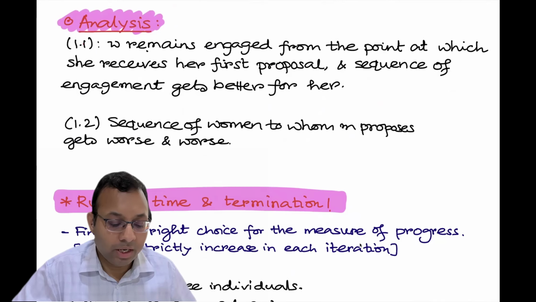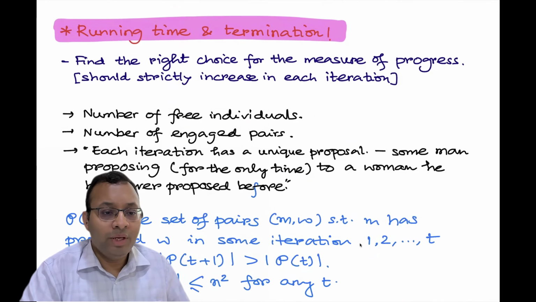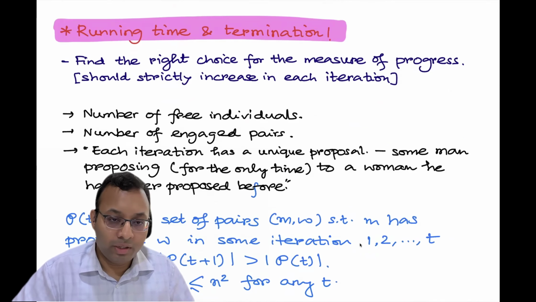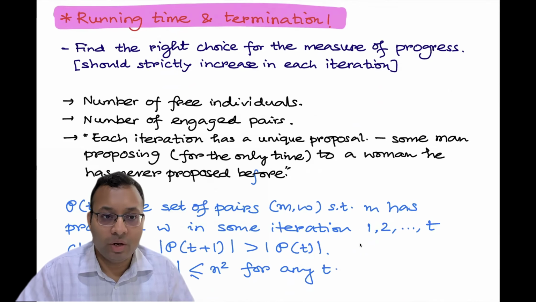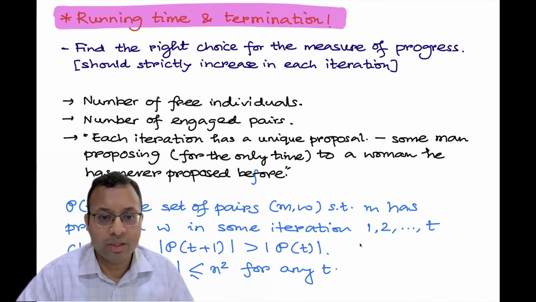Now, let's look at the runtime. To analyze the runtime, we need to somehow measure the progress, that we are making some progress in each round. There should be some parameter which increases strictly in each iteration. So let's consider the number of free individuals or the number of engaged pairs. Are they increasing in each round?